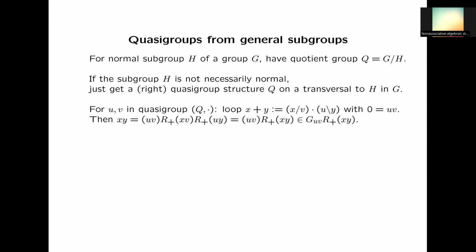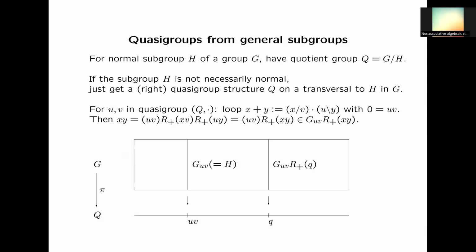So then x times y, uv, R plus of xv, R plus of uy, uv, R plus of xy, is in the coset of the stabilizer of u and the stabilizer of the element uv in the multiplication group G, multiplied by R plus of x times y. It's right multiplication in this loop. So it's a permutation which adds y to an element x. R plus of y would be the permutation that adds y to an element x.